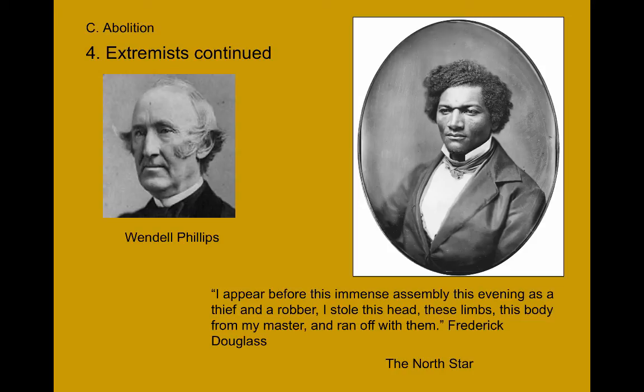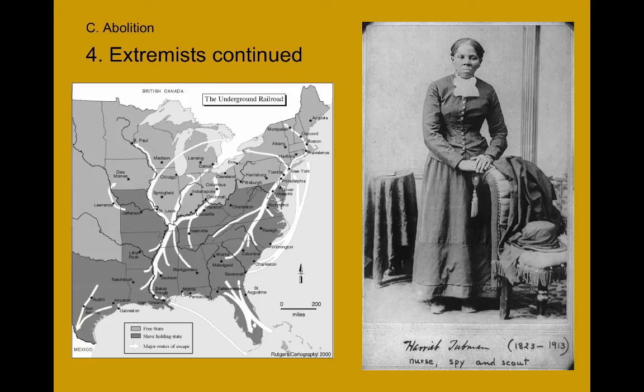And so he brings the horrors of slavery to Northern audiences because he experienced them in his own life. Next, we see another abolitionist who's an African American, Harriet Tubman. Harriet Tubman is known for being a conductor on the Underground Railroad. On the left, you see this picture, and there were certain paths that you could take.